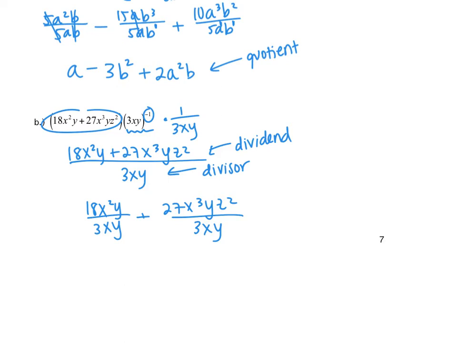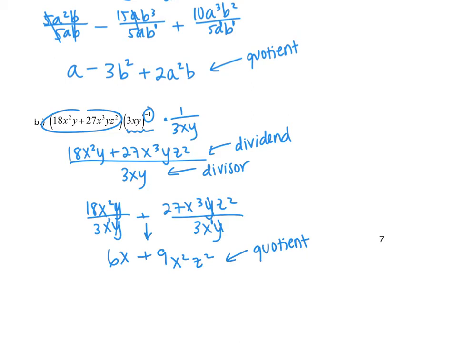First fraction, 18 divided by 3 is going to give me 6. X squared over x to the first is x to the first. Remember, we're subtracting. And then those y's cancel each other out. Bring down the addition. Next one, we're going to do 27 divided by 3, which is 9. X cubed divided by x to the first is x squared. Those y's again cancel each other out. There's no z in the denominator, so we get to keep that z squared. And again, whatever we get as our answer is called the quotient. No remainder again, because everything was divided by 3xy. There's nothing left over.